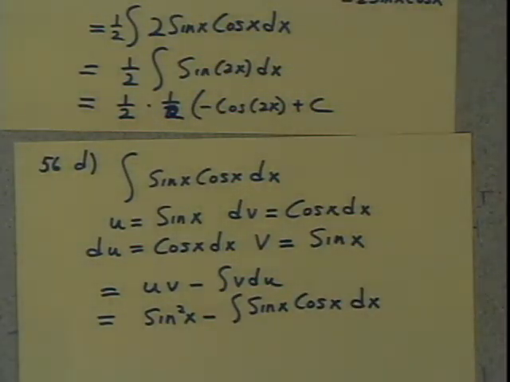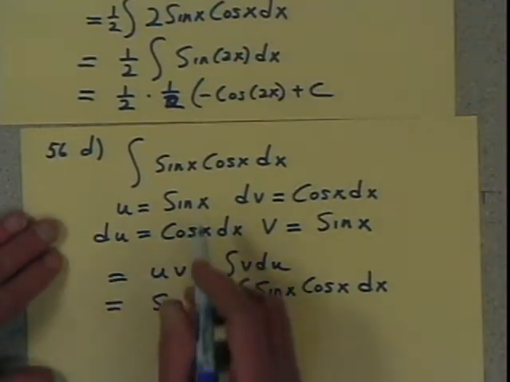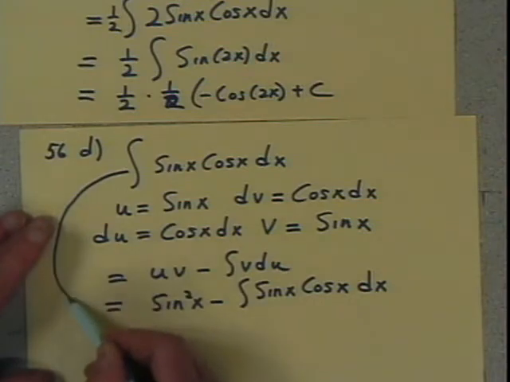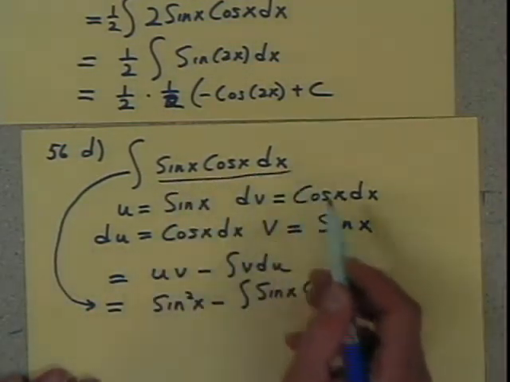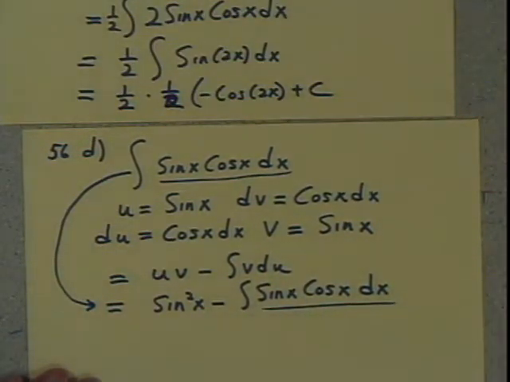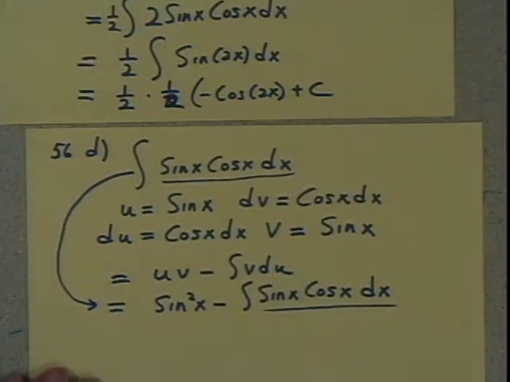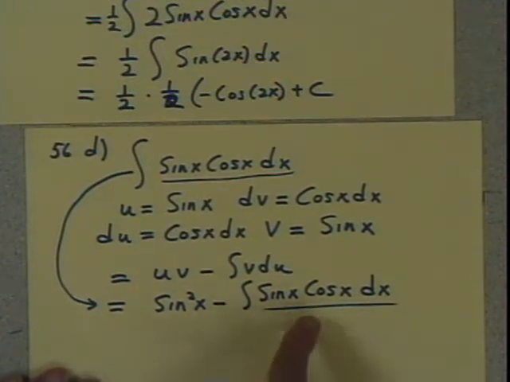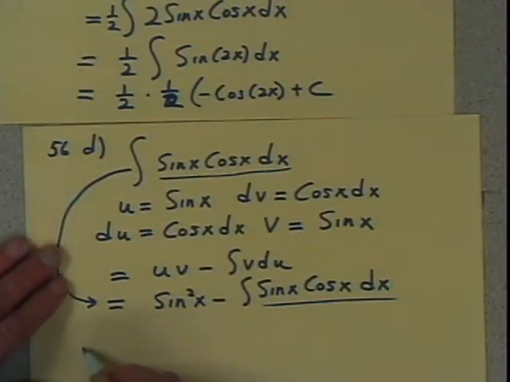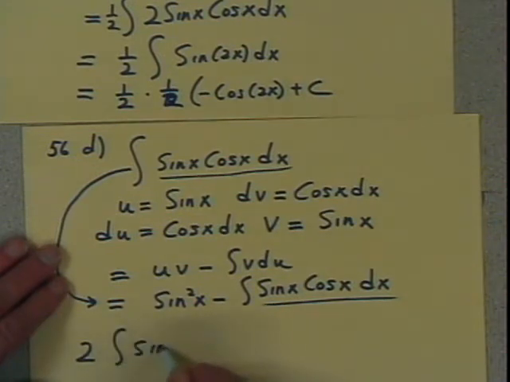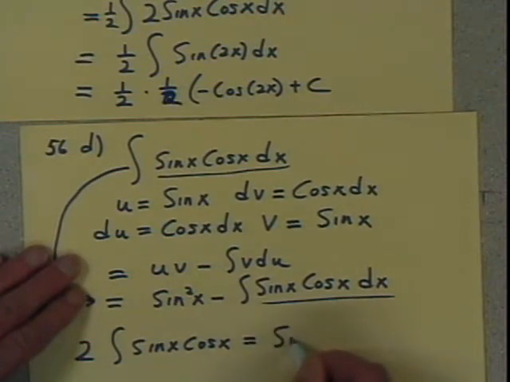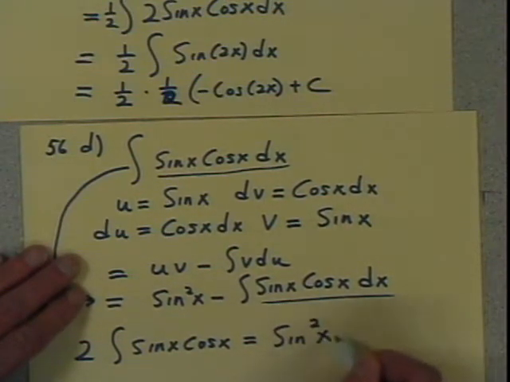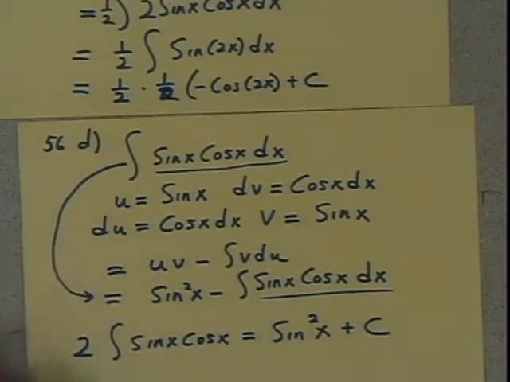And it looks like I'm going around in circles, doesn't it? Except we traveled that road before, and remember it's this integral that's equal to that, right? So I have the identical thing on the right and left side of the equation. You remember what we did? We added this integral to both sides and got twice the integral of sine x cosine x is equal to sine squared x, and we won't forget our constant.